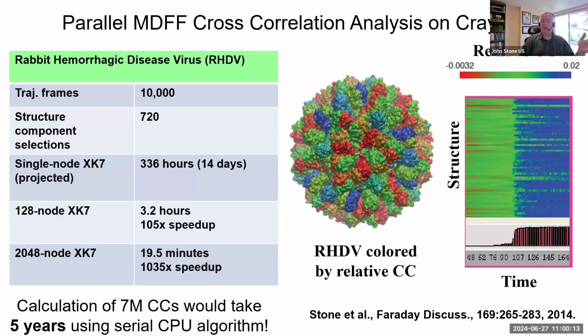This would take 14 days if it were on a single node with a GPU accelerated node. This is 10 years ago, so GPUs are way faster now, but the point is the scalability, right? So that would be just as true now as it is 10 years ago. If we run that on 128 nodes, it cuts that runtime down to 3.2 hours. So we get a speed up of 105 for 128 nodes. That's pretty good. And then if we go to 2000 nodes, we can cut that all the way down to about 19 minutes.